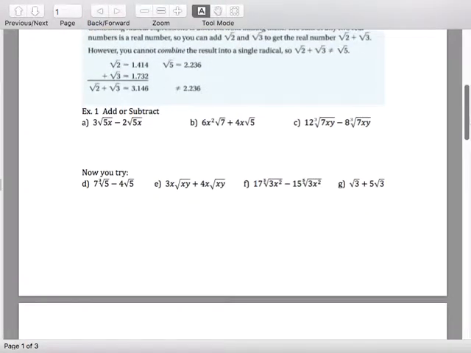So let's jump down to example 1. It says I have 3 square root 5x minus 2 square root 5x. So you can either put a 1 or not put the 1, but it's 1 square root 5x. What's wrong with letter B? Mia? The x with the 6 is squared, like the other one is the radicand. The radicands aren't the same, okay? They're not like radicals, so I can't combine that.